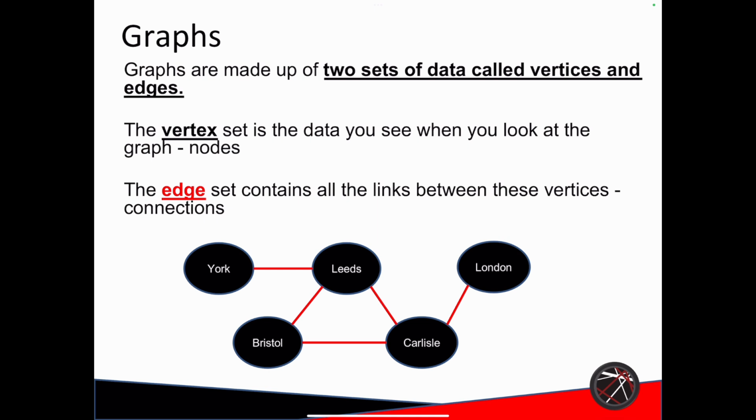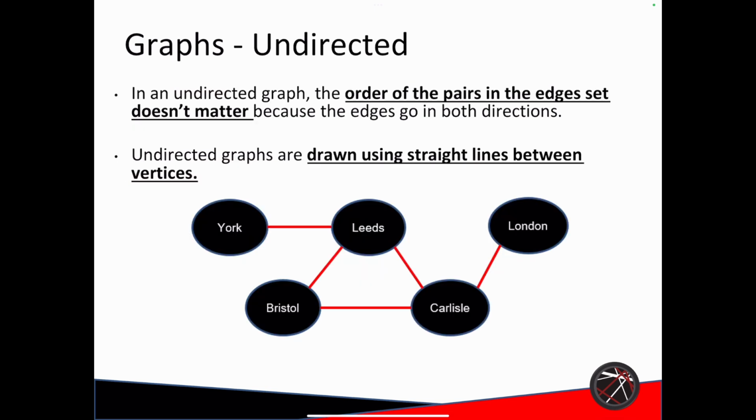So York is linked to Leeds. We have different types of graphs. This is an undirected graph, so you can see that York to Leeds, you can go in either direction. And again, from Leeds to Bristol, you can go in either direction. And it's just represented with that straight line between them.